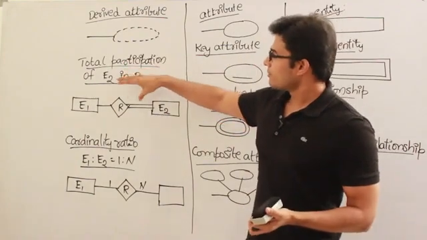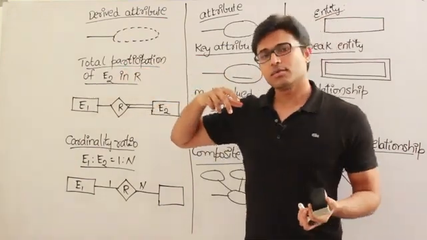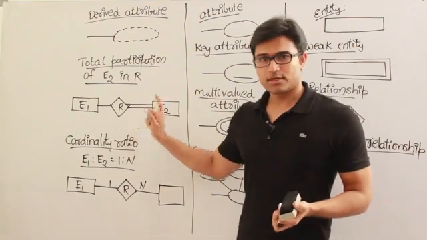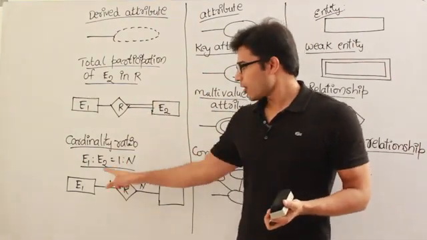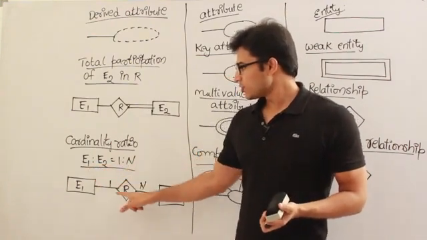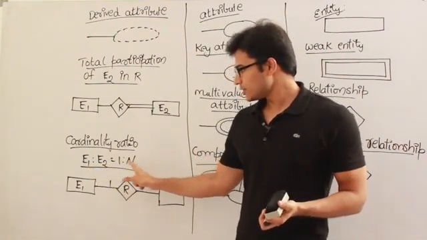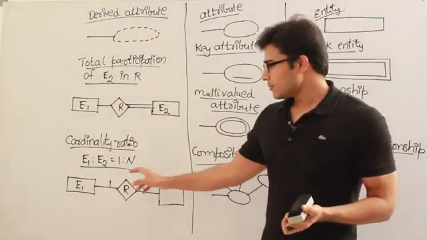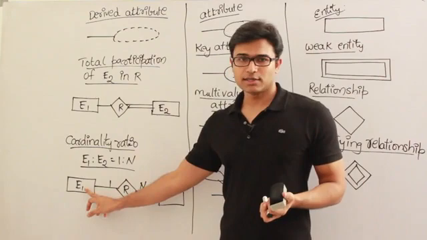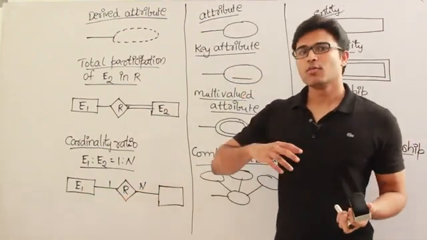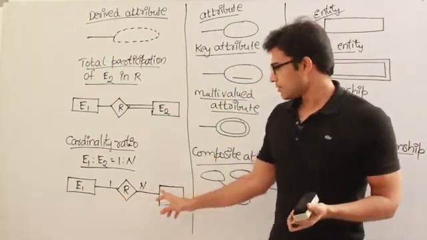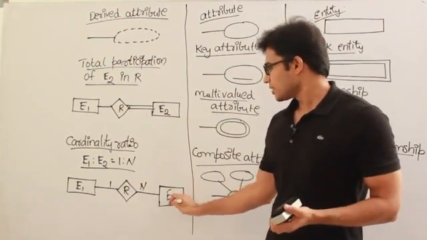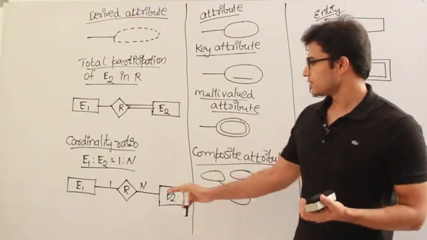And participation. How do you say that an entity is totally participating? By using a double line. And then cardinality E1 is to E2. If E1 is to E2 is 1 is to n, then it is 1 to n. What does it mean? It means that E1 can participate in a maximum of more than one relationship, but E2 can participate only in one relation, even though the n side is given to E2.